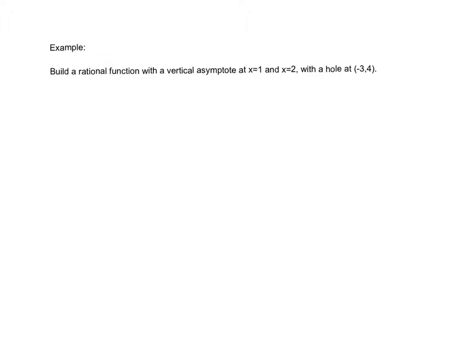For this last example, we're going to try to build a rational function that has a couple things with it. So it says I want to build a rational function with a vertical asymptote of 1 and 2 and a hole at negative 3 and 4. So when I start this, the vertical asymptotes are the easiest because I know they have to have factors on the bottom that make them 0. So there's a good start.